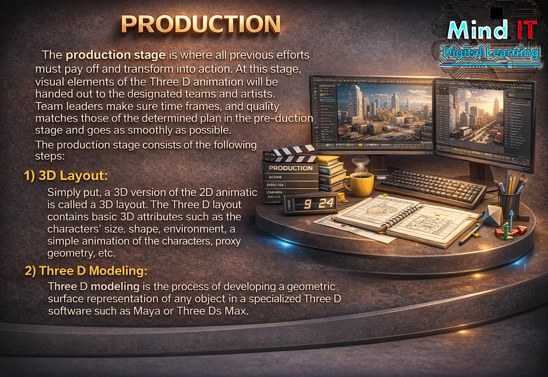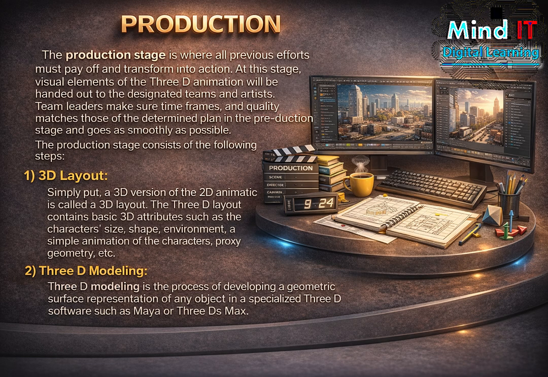3D animation production process. The production stage is where all previous efforts must pay off and transform into action. At this stage, visual elements of the 3D animation will be handed out to the designated teams and artists. Team leaders make sure time frames and quality match those of the determined plan in the pre-production stage and that it goes as smoothly as possible. The outcome of this stage shapes the entirety of the 3D animation. The production stage consists of the following steps.